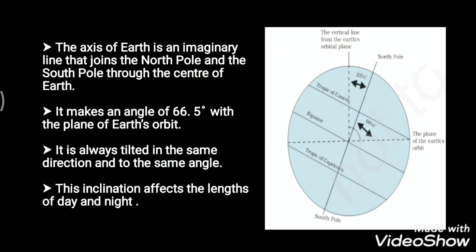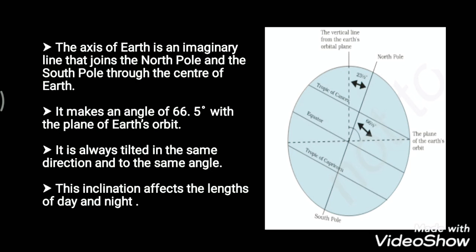Now, the axis of Earth is an imaginary line that joins the North Pole and the South Pole through the center of the Earth. Now it makes an angle of 66.5 degrees with the plane of Earth's orbit. Alright, now it's always tilted in the same direction and to the same angle. Now, this inclination affects the lengths of day and night.